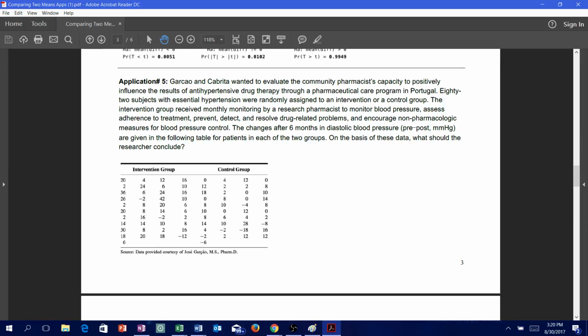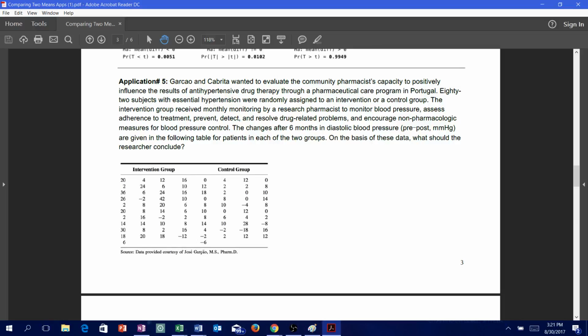Oh, it says they wanted to positively influence the results in the first sentence. So it's like they stated it in the beginning, I guess? So is that a right tail? Yeah, that's what I would say. Because that's what they wanted to look at, to see if the community pharmacy's capacity to positively influence the results of whatever therapy they had.